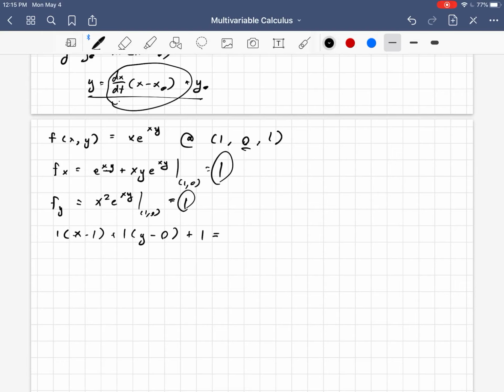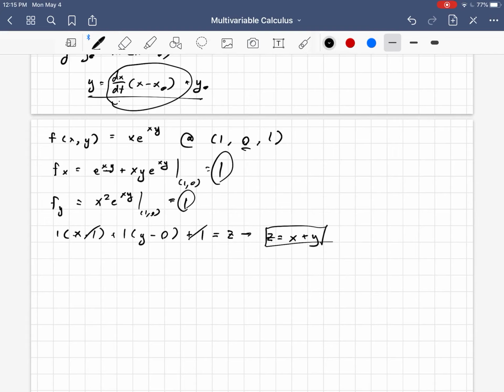And so this is all equal to z, which means that if we were to simplify, we would get z being equal to x minus 1 plus y plus 1. So this one and this one are going to cancel out, and we're just going to get that our tangent plane is given by z is equal to x plus y, as an example there.